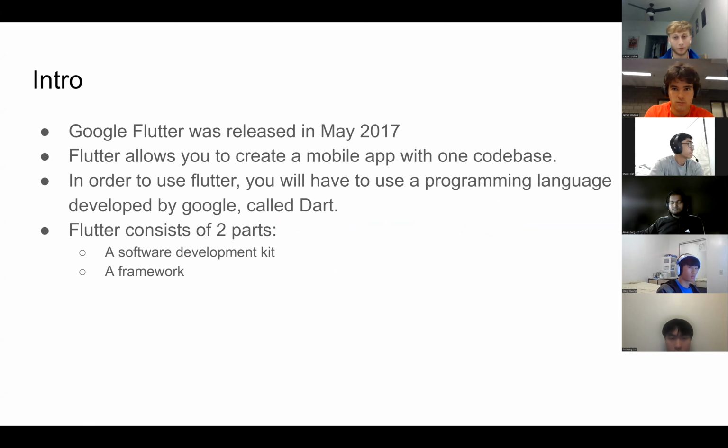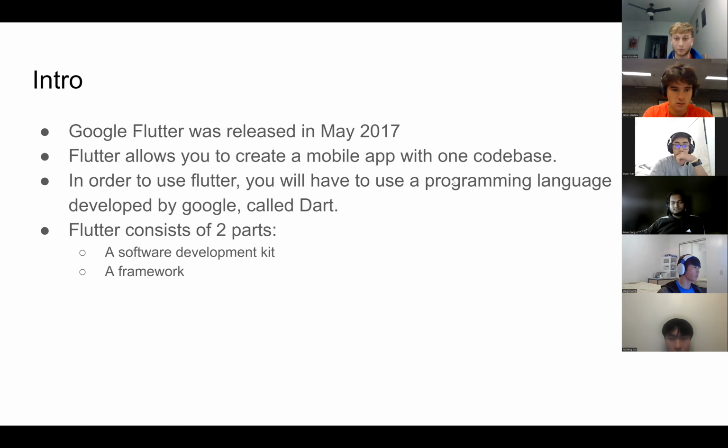All right, so for the intro, Google Flutter was originally released in May of 2017. What it does is it allows you to create a mobile app with one code base. Basically, this means you can use one programming language to create an app for iOS and for Android. In order to use Flutter, you have to use a programming language developed by Google, which is called Dart. Dart is mainly used for front-end development, and it's an object-oriented language with similar syntax to JavaScript. We're going to talk more about that later.